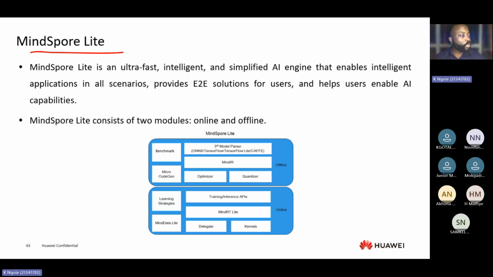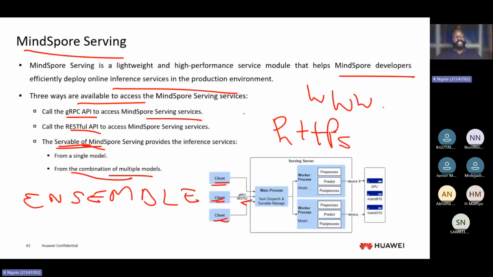Okay. All right. So just to summarize that, remember Mindspore Lite is for deploying on devices, and then you have Mindspore Serving to deploy on the cloud. And if you're doing that with Mindspore Serving, there are three ways to access it. That means you already have your Mindspore Serving, which is the module that you have. To access that, there are three ways. The first one is to call a gRPC API. The second one is to call a REST API or the servable of Mindspore. Okay, so you need to understand that.